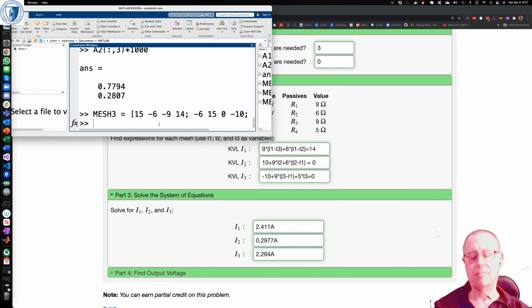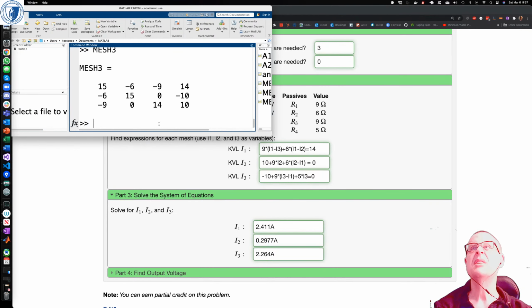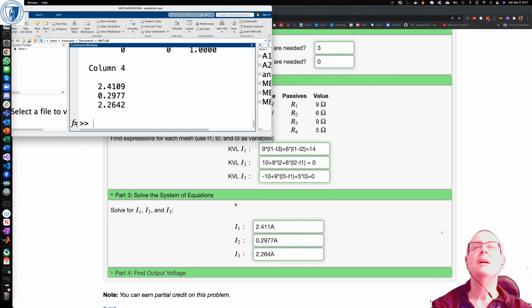Right, so let's just have a look at that. I think that looks about right. Right, and then we can just do RF mesh 3, and they're the answers that I got.